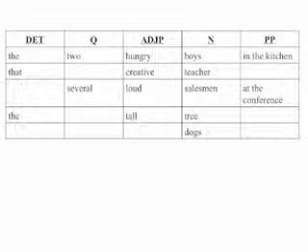This chart displays a number of noun phrases with each constituent signified. As you can see, only one of the noun phrases contains all 5 parts, but all of them contain a noun.